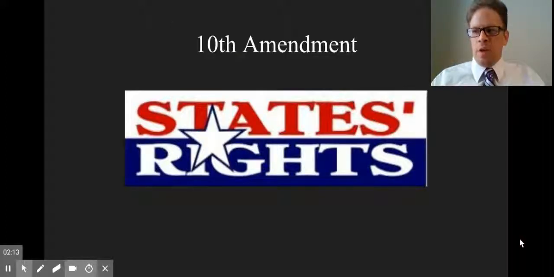The 10th Amendment reserved powers not granted to the national government to the many state governments. So things like establishing local governments, providing for education, providing police and fire protection, things that are not in the Constitution, that are not reserved for Congress. That means, hey, that's up to states to do all those things.